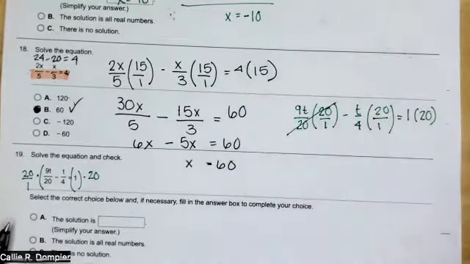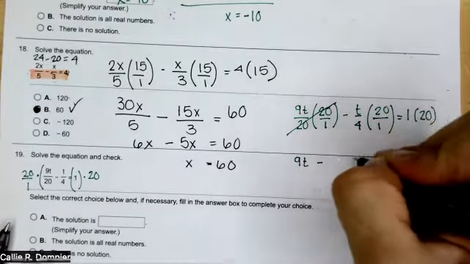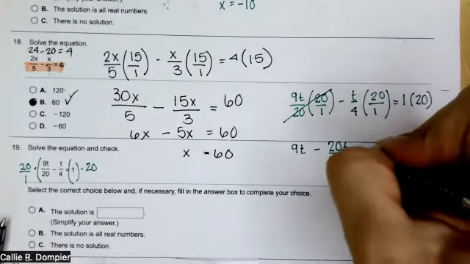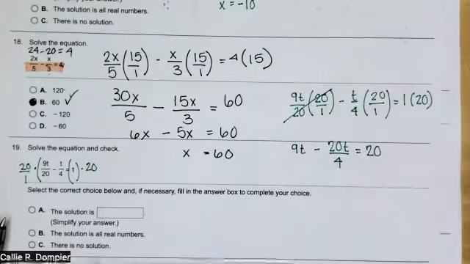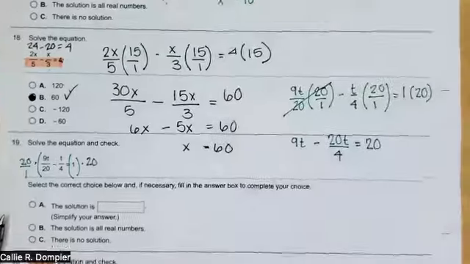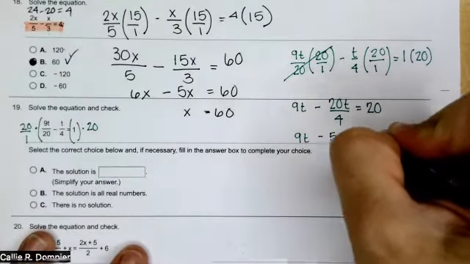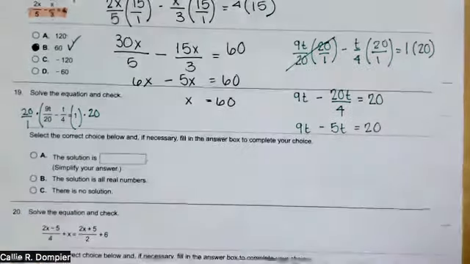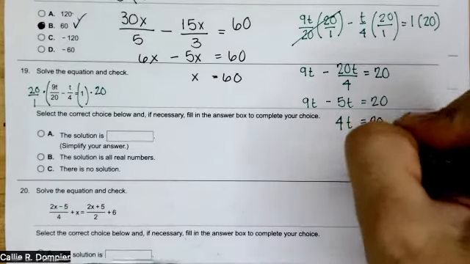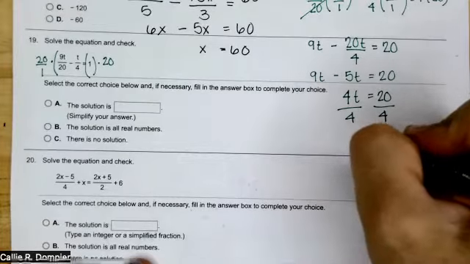Those cancel exactly, right? And so I'm just left with 9t minus 20t over 4 equals 20. Now, if I take 20 and divide it by 4, I get 5. So that becomes 9t minus 5t equals 20. 9 minus 5 is 4. Divide by 4. I get t equals 5.